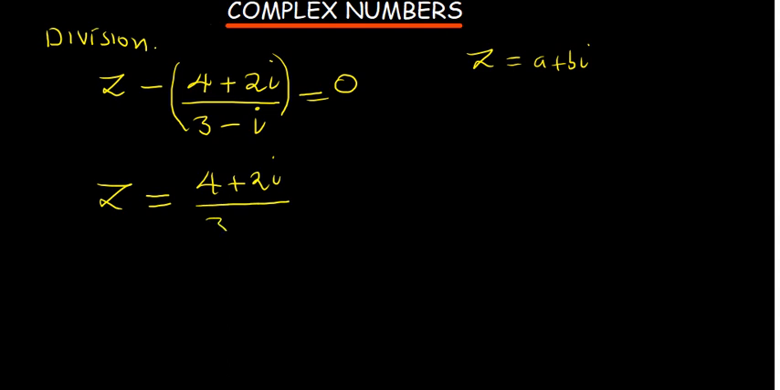So to be able to work it out, we're going to multiply on top by 3 plus i, changing the sign. In other words, we're multiplying by the conjugate of the denominator. You change the sign of the imaginary part always.